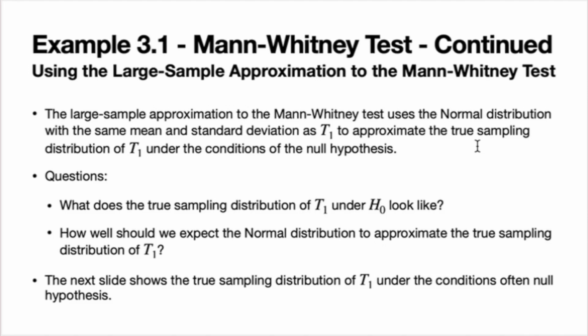And some questions may have come to your mind. We haven't yet looked at the true sampling distribution of T1, have we? What does it look like? What does the true sampling distribution of T1 look like under the null hypothesis? And how well should we expect the normal distribution to approximate the true sampling distribution of T1?